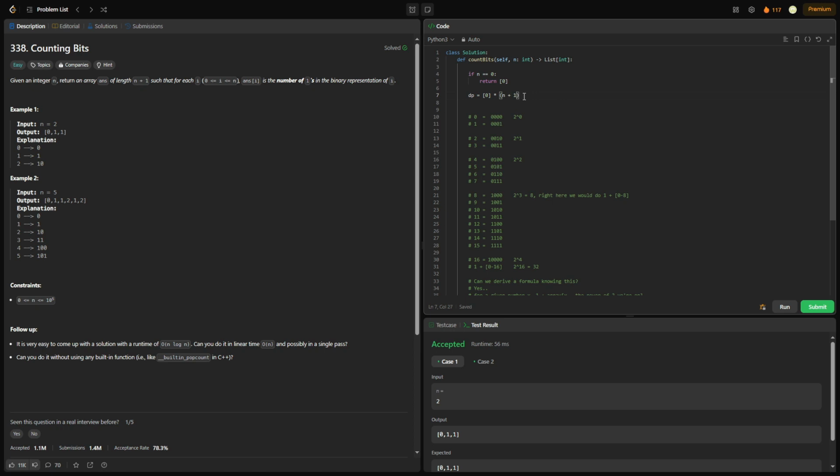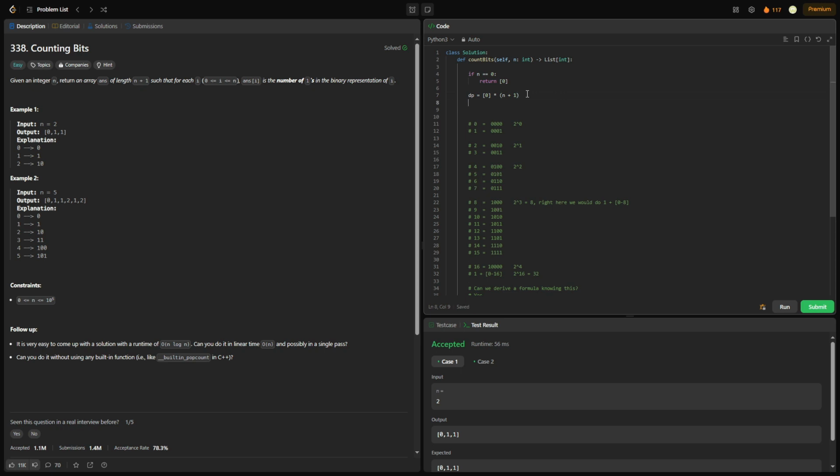We don't want to do 0 up to n because we need the index 0, right? That's why we do n plus 1. From 0 up to and including n. So we need n plus 1 indexes. Well, I guess 0 is an index, but you know what I mean. We need to account for the 0th index, so we do n plus 1.